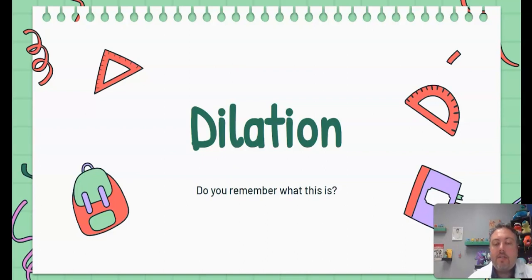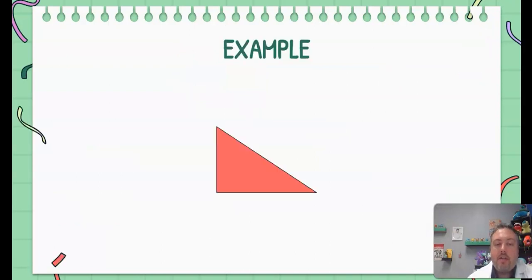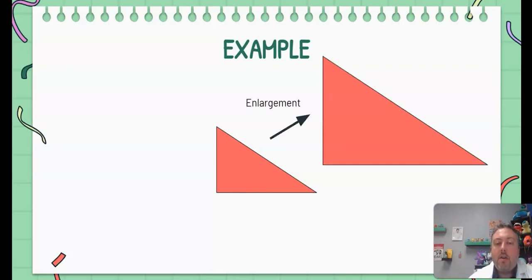Now, dilations. Dilations are a different type of transformation. Dilations keep the exact same shape, but the size changes. Now, there are two types of dilations. The first type of dilation is an enlargement. Like it sounds, the shape gets bigger. Okay? So notice the shape is exactly the same, except the size. For an enlargement, the size gets bigger. And in the other direction, we have a reduction, or it gets smaller in size. Again, same shape, just smaller in size. And that's a dilation.